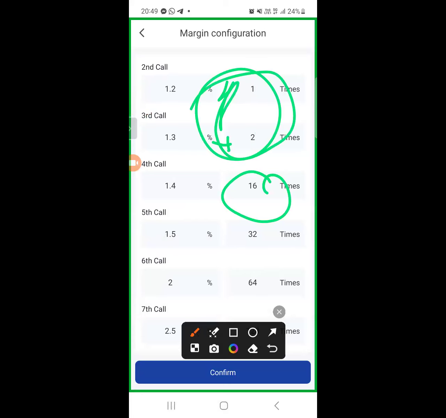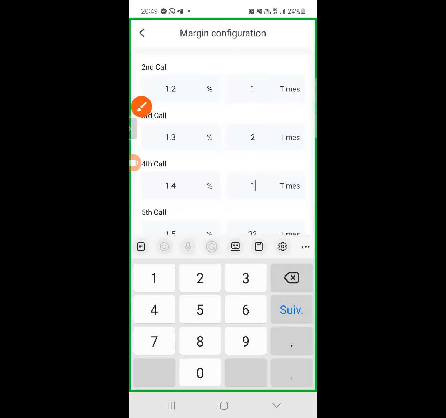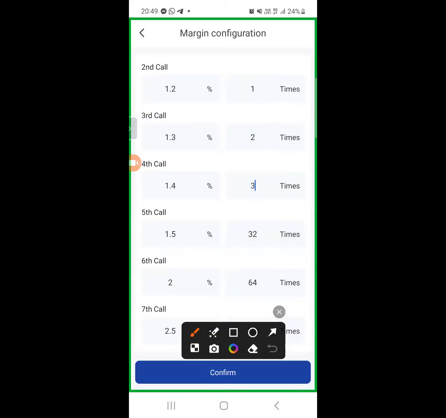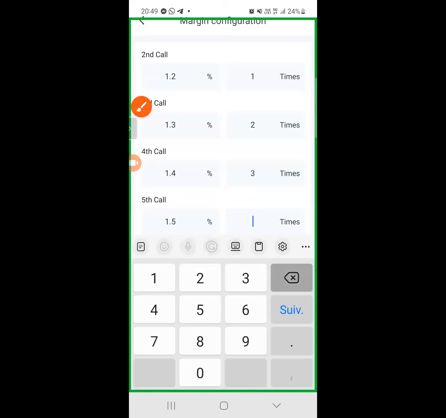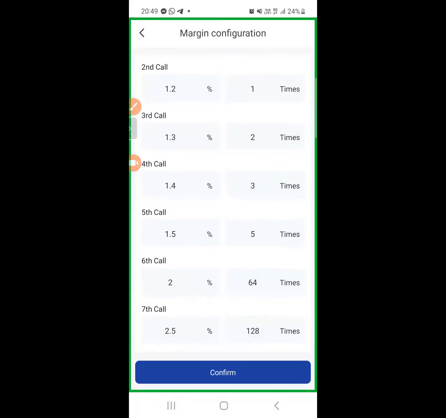So what you will get is what? 3. Then the next one, you put 3. Okay, then for you to get this place, you have to add here plus here. Okay, 3 plus 2 will give you 5. Then you put here 5. This is how you calculate the Fibonacci strategy.